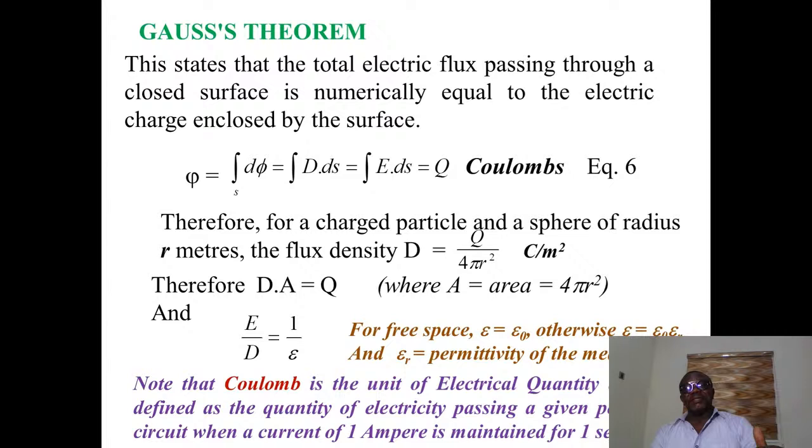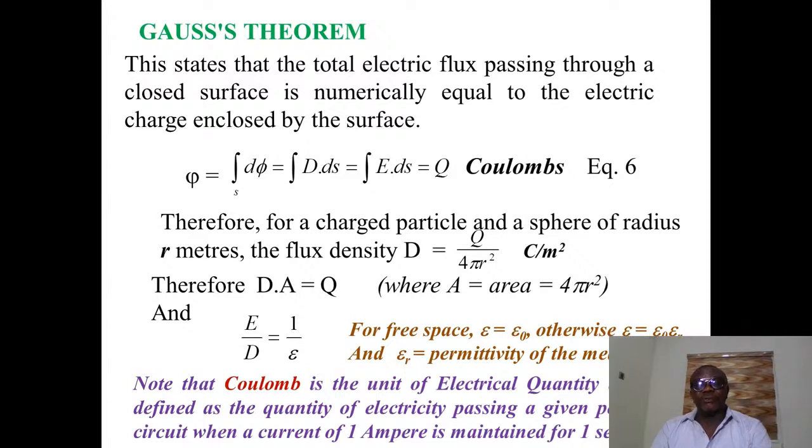So we have seen how Coulomb got his own result and how Gauss is also trying to arrive at the same point. Therefore, for a charged particle and a sphere of radius r meters, the flux density will be equal to Q over 4 pi r squared coulombs per meter squared. If you say that, it means that D times A is equal to Q, where A is the area of the surface, giving us 4 pi r squared.